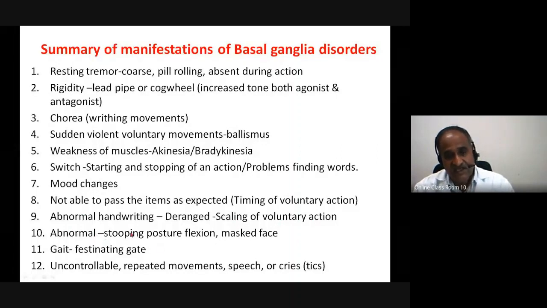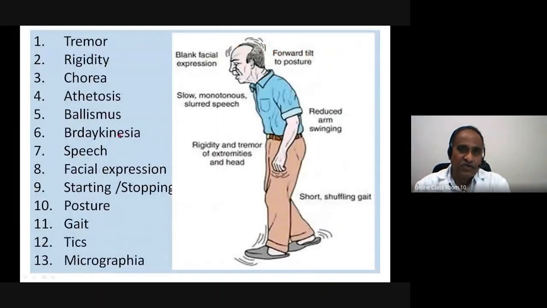Abnormal gait, abnormal posture, that is a stooping posture, the flexion, masked face, festinating, a short, shuffling gait, uncontrollable repeated movements in terms of the muscles or speech, and sometimes cries. These are the summary of the manifestations of the basal ganglia disorders. So this is what I have shown in the title picture.